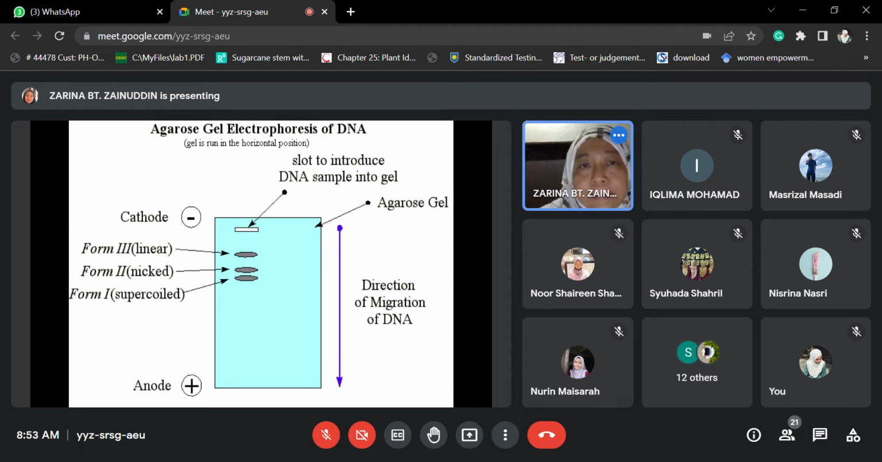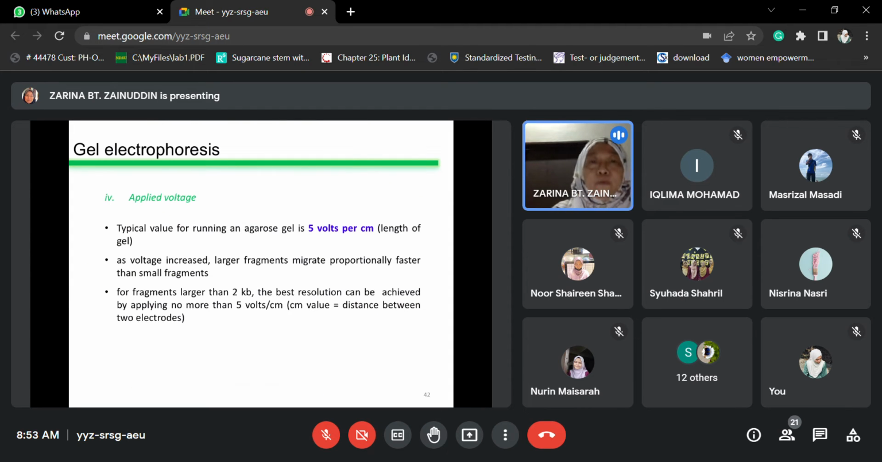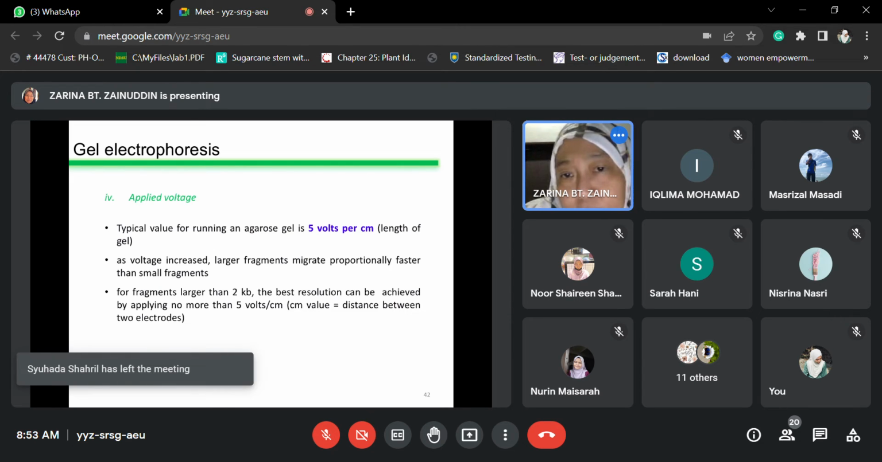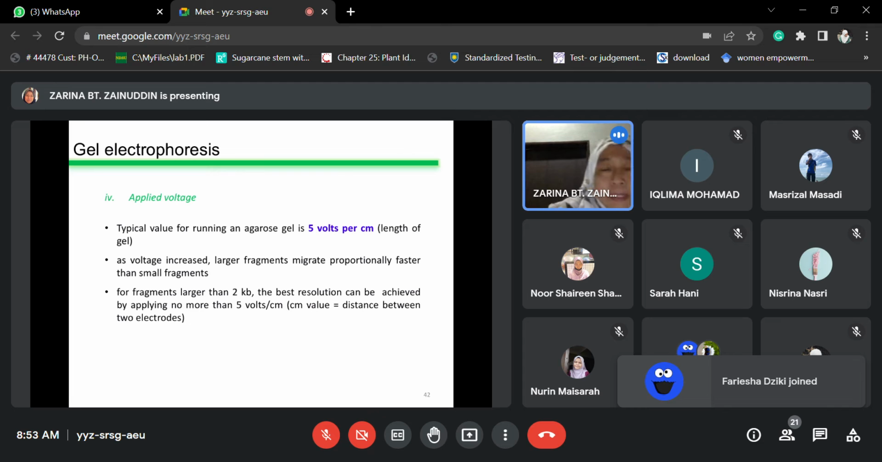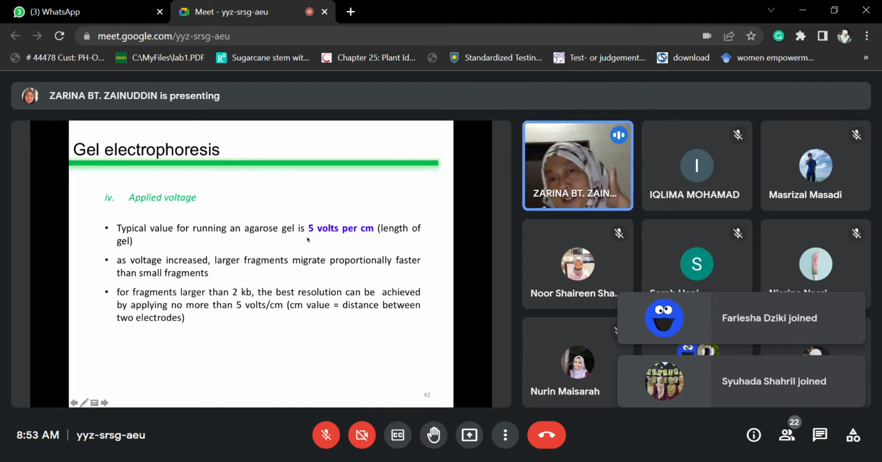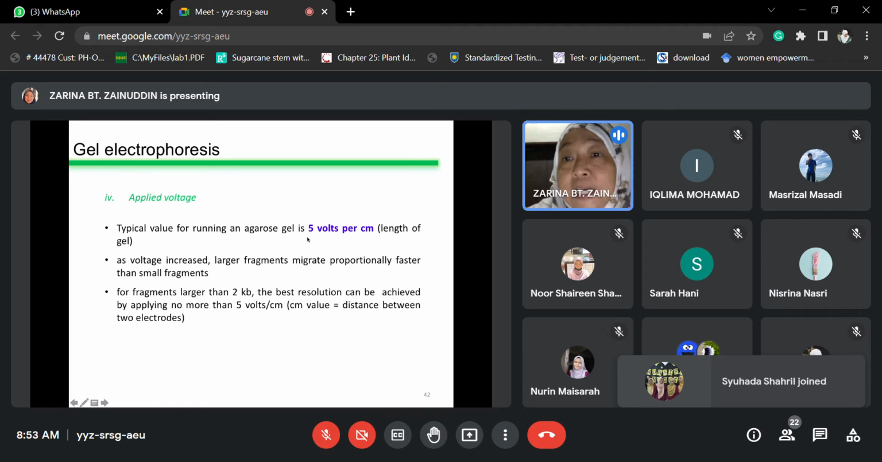Okay, clear? And then applied voltage. Kalau you nak cepat, you run higher voltage. For 1 hour you set 120 volt. Ataupun kalau you ada masa, tak apalah, you run 100 volt, for example. So typically kita set the voltage according to the size of the agarose, or the length of the gel, which is 5 volts per cm.